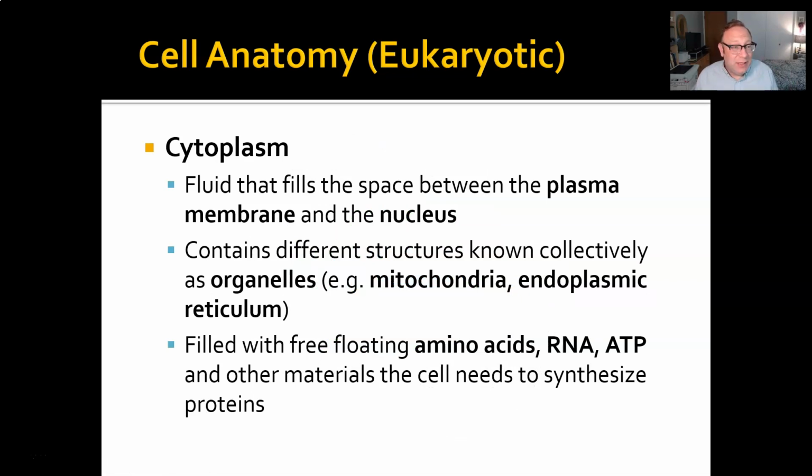The cytoplasm itself is the next thing. That is the fluid surrounding, basically filling up the entire cell. It contains all of these other structures floating around in it. And it itself also contains all these free-floating amino acids, bits of RNA, bits of ATP, a whole bunch of other molecules that the cell is using. Like, it's transporting these things through the cytoplasm to different organelles so that it can do the things that it needs to do.